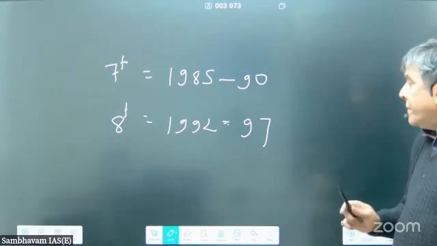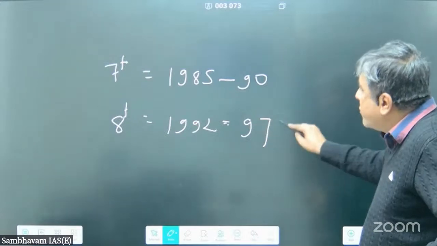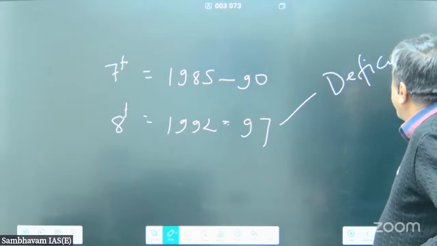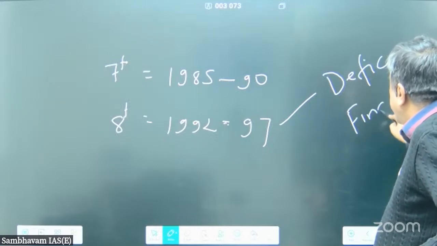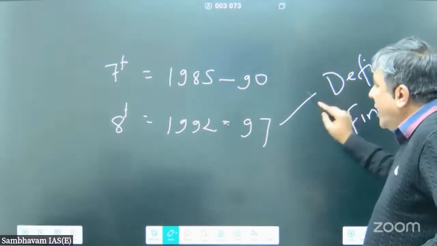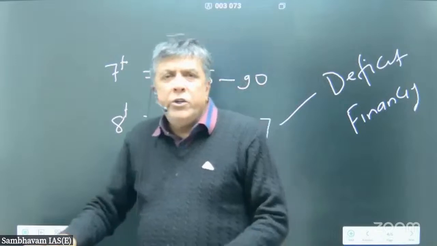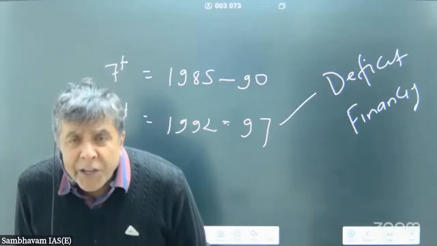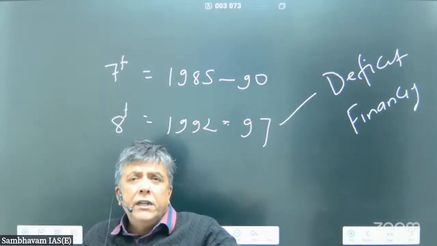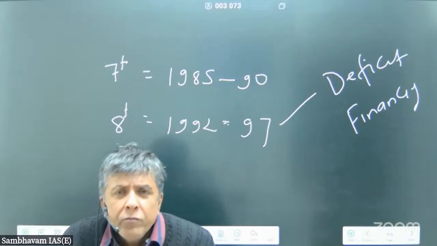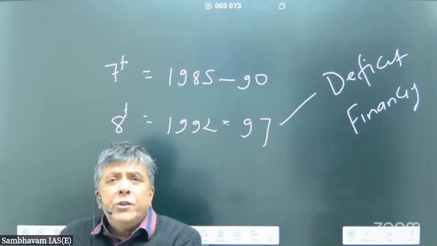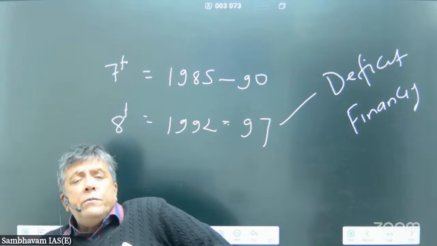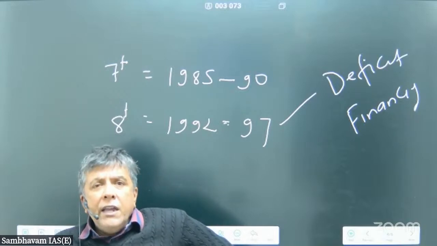When the 7th 5-year plan came to an end, we gave up the policy of deficit financing. Deficit financing policy continued till the 8th 5-year plan. This is the point, you have to note it down. I hope this point is clear, yes or no? After that, it was over. Deficit financing policy continued till the end of the 8th 5-year plan.